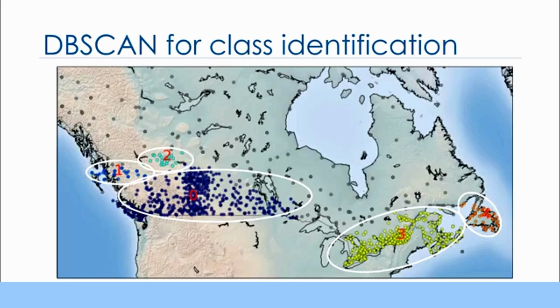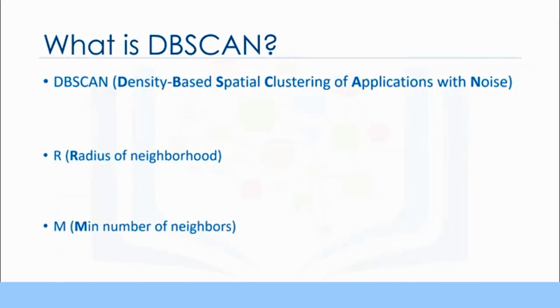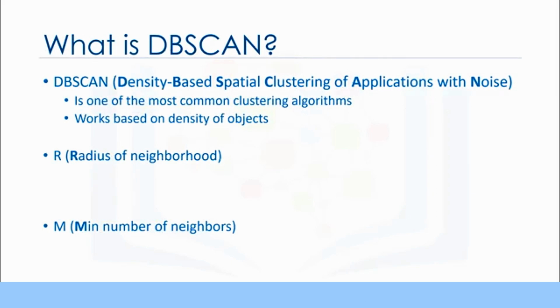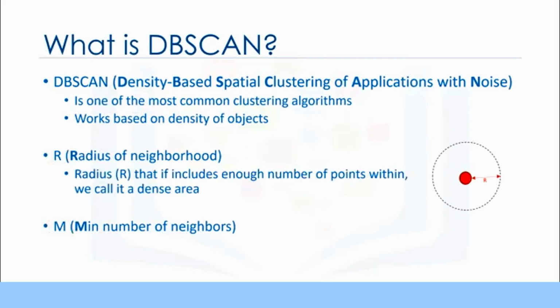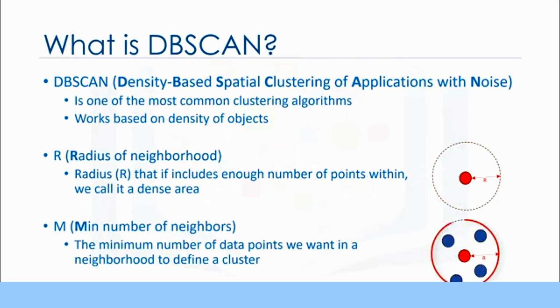Now, let's look at this clustering algorithm to see how it works. DBSCAN stands for Density-Based Spatial Clustering of Applications with Noise. This technique is one of the most common clustering algorithms, which works based on density of objects. DBSCAN works on the idea that if a particular point belongs to a cluster, it should be near to lots of other points in that cluster. It works based on two parameters, radius and minimum points. R determines a specified radius that, if it includes enough points within it, we call it a dense area. M determines the minimum number of data points we want in a neighborhood to define a cluster.